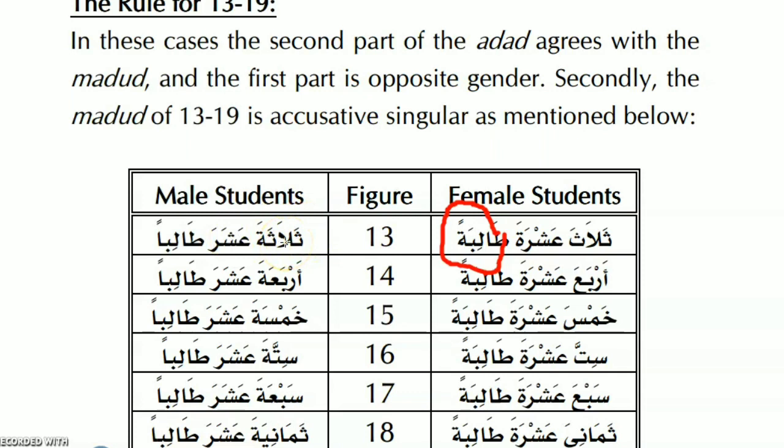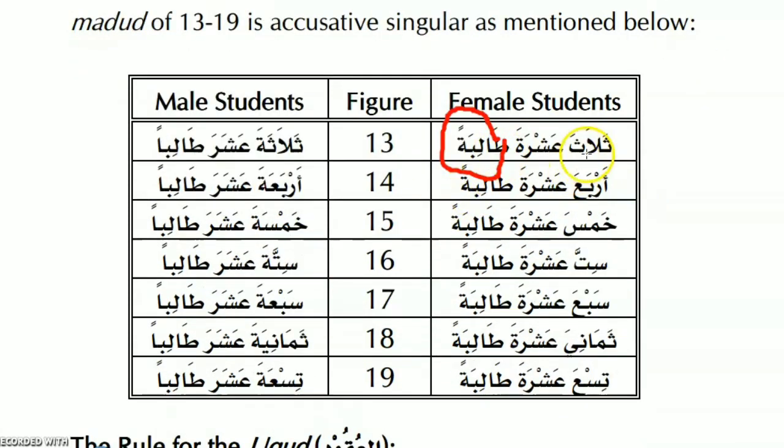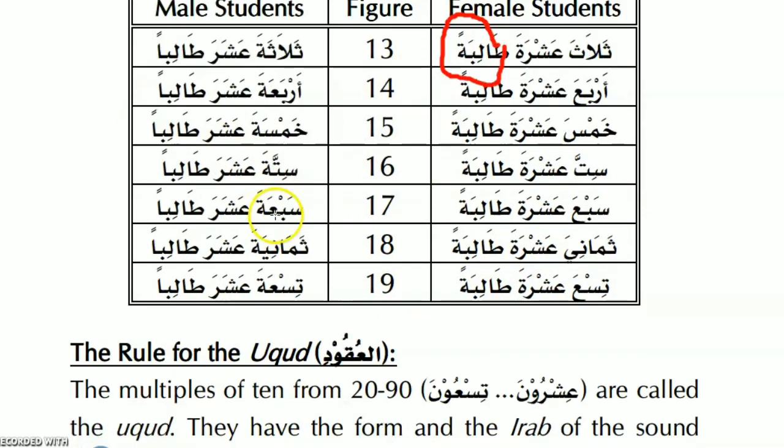And the first part of the adad will differ from the second part. So as you are saying, salasata ashara taliban, arba'ata ashara taliban, the second part should be equivalent to the madud. In this case the second part of the adad agrees with the madud. Hopefully you're trying to understand. In the muannas case, talibatan is a muannas. So the second part is ashara, and the first part is different. The second part should be according to the madud. Okay. So salasa asharata talibatan, arba'a asharata talibatan, khamsa asharata talibatan, sitta asharata talibatan. And like that.